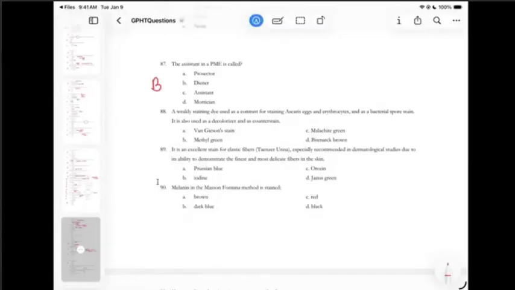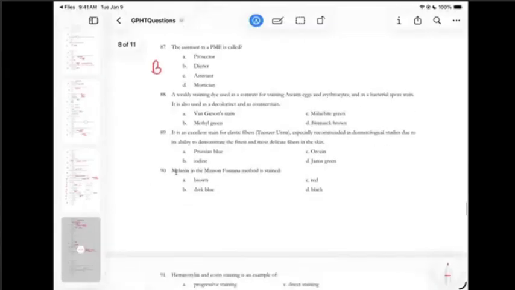Okay, number 88. What is this weakly staining dye for Ascaris eggs? We can also use this as a stain for bacterial spores and as a counterstain. That's malachite green. 88, letter C. Bismarck brown can be used for diphtheria. Van Gieson is for collagen fibers. Methyl green can be used for DNA.